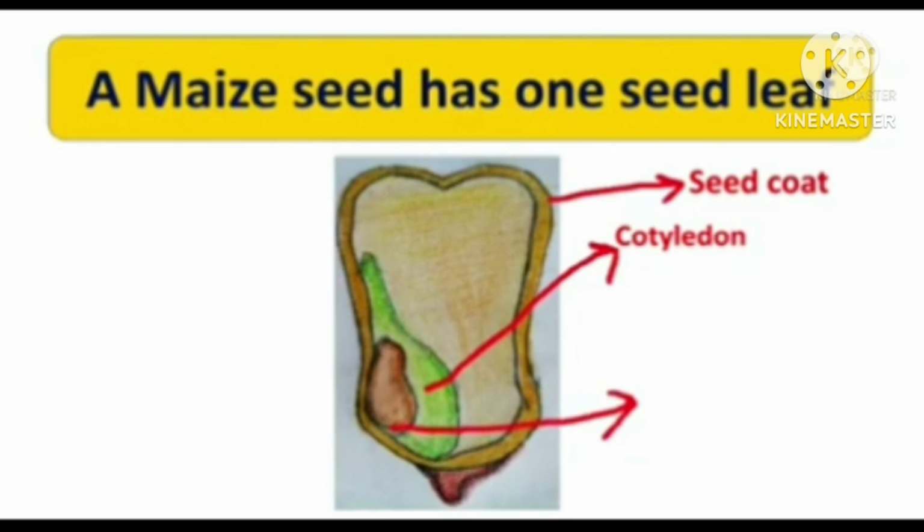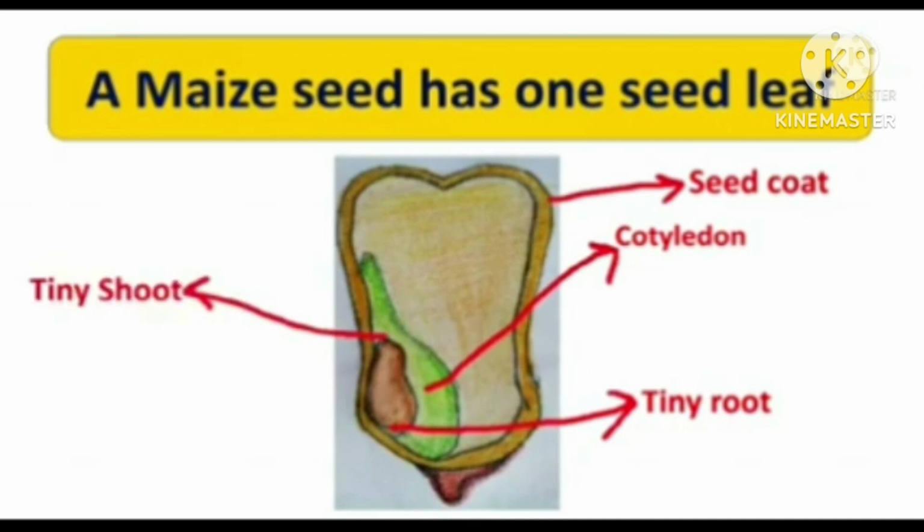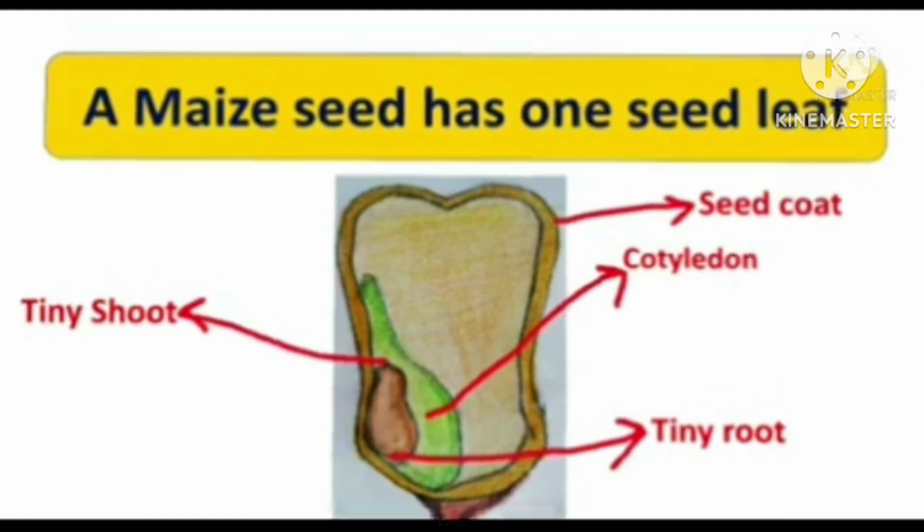You can see even an embryo which is growing into a tiny root or a baby root, which is also called radicle, and a tiny shoot also called plumule. So the tiny root is called radicle, the tiny shoot is called plumule.